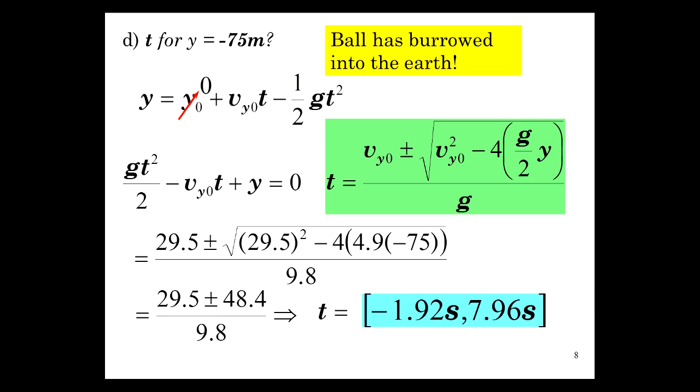7.96 seconds is the time after it was launched, where it plunges down into the Earth. Negative 1.92 seconds is the time before it was launched, where you would have to be under the Earth, namely 75 meters down, so that when it got to the surface of the Earth, the resulting motion of the ball would be the same as it is in actuality. Make sense? Awesome.